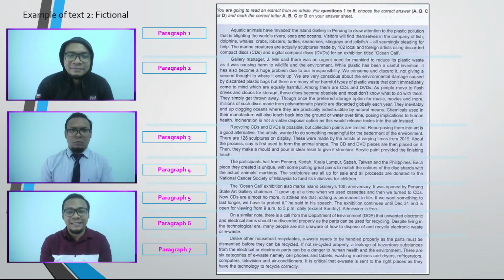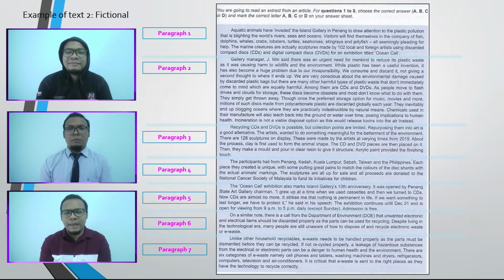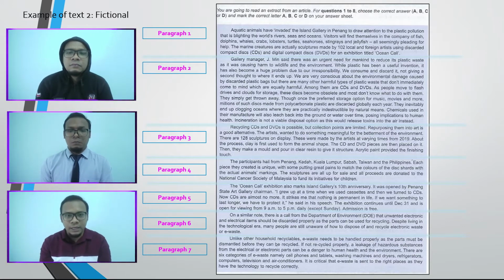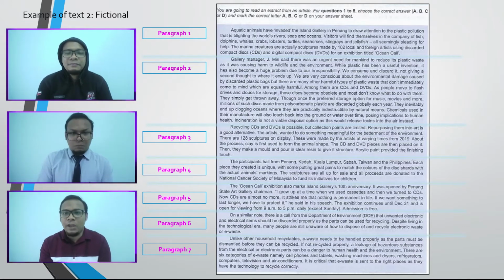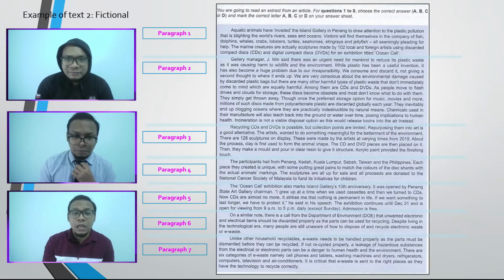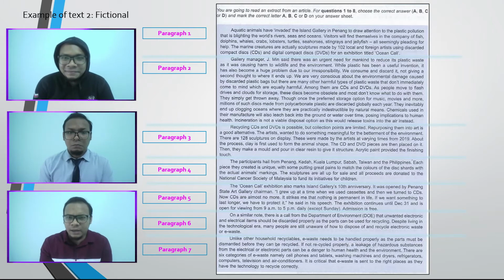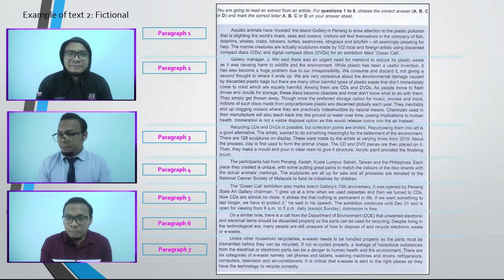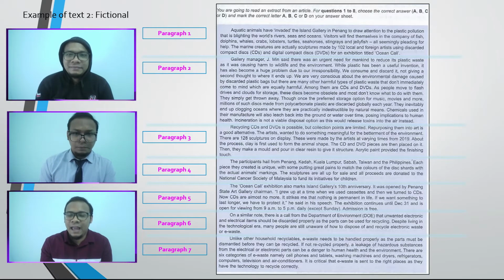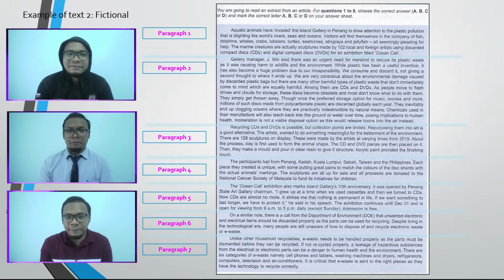Moving on to fictional text. It is quite the same as factual, but fictional texts are usually about stories. If you apply the same methods like we have mentioned in the previous slides, you should do fine. However, if you find yourself stuck in a question, remember, take a deep breath and look for the keywords again. Reading questions like this are easier once you know where to look for the keywords.